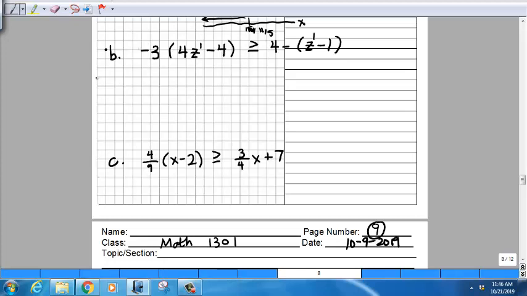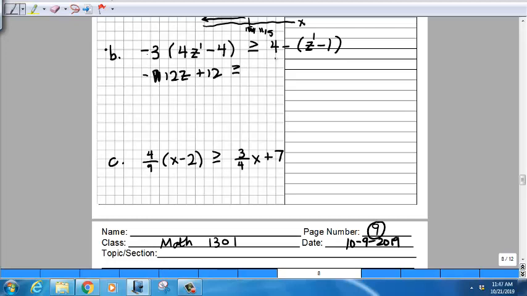Just like in this example, what I'm going to do is simplify both sides of the inequality first. So I'm going to multiply that minus 3 through these parentheses, and then we'll gather like terms together on both sides. So minus 3 times 4z, that's minus 12z, and then minus 3 times minus 4 is plus 12. Be sure you distribute that minus sign properly, so don't get sloppy when you're multiplying the minus 3 into the parentheses. Multiply it carefully by both terms.